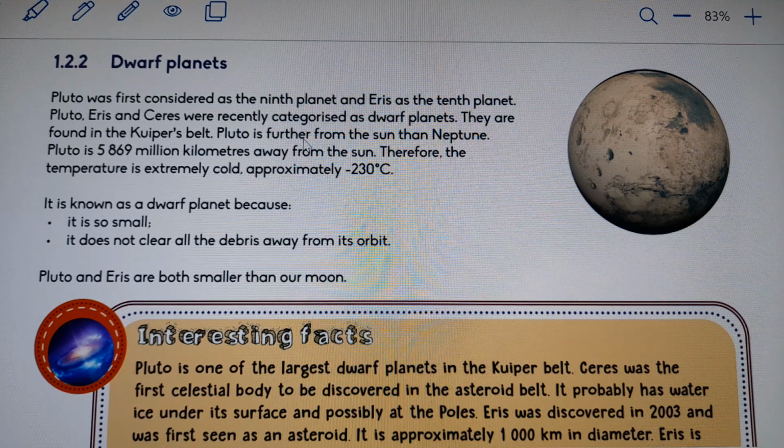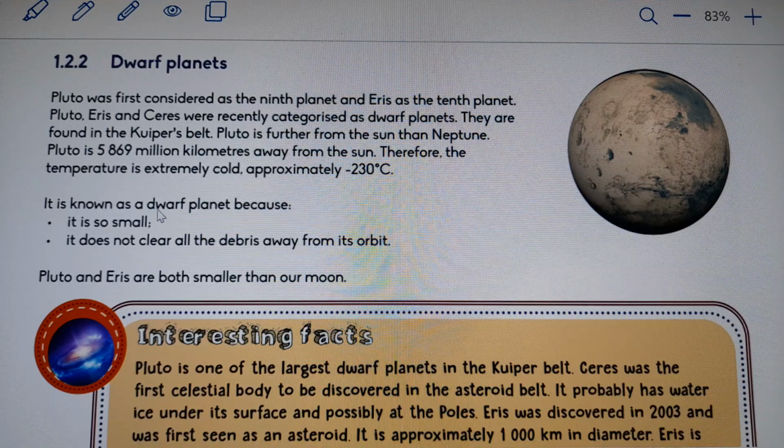Pluto is further from the sun than Neptune. Pluto is 5,869 million kilometers away from the sun. Therefore, the temperature is extremely cold, approximately minus 230 degrees Celsius.